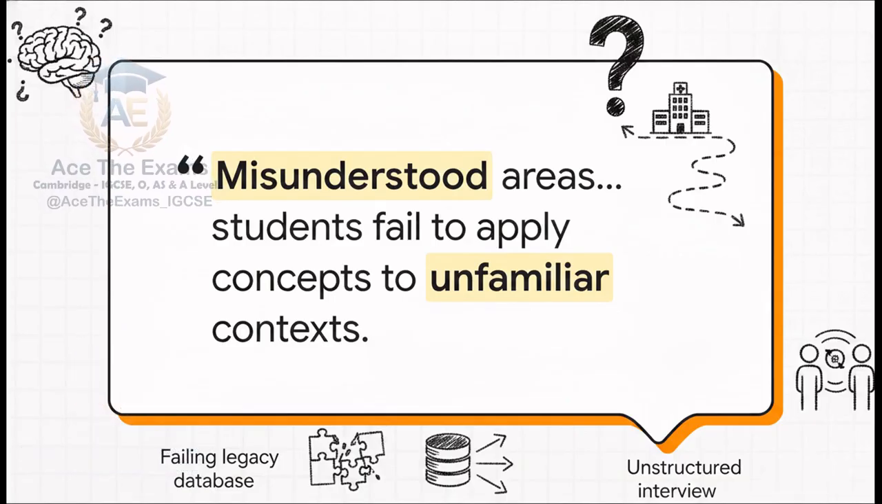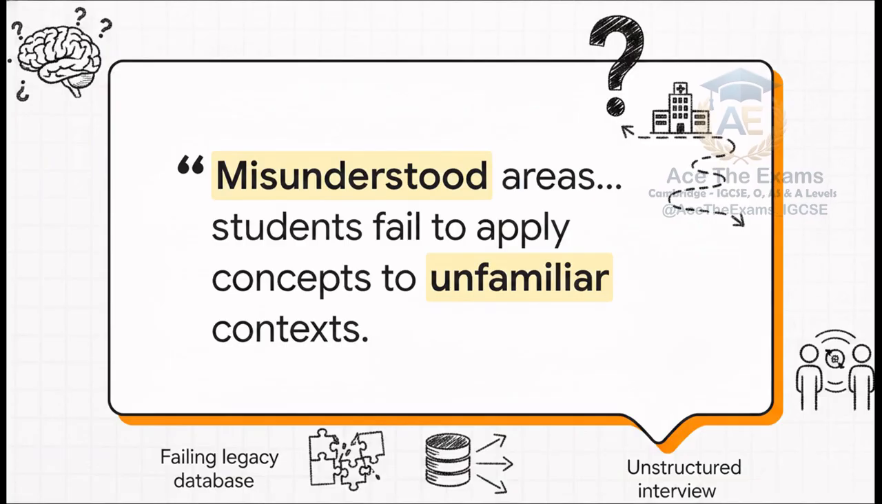The examiner is going to deliberately throw a completely unfamiliar context at you. They are never going to just ask you what an interview is. They are going to ask you to justify why an unstructured interview is the most appropriate method for a systems analyst who is investigating a failing legacy relational database at a busy regional hospital. If you just recite the dictionary definition of an interview in that moment, you crash out of the race. You completely miss the application gap.